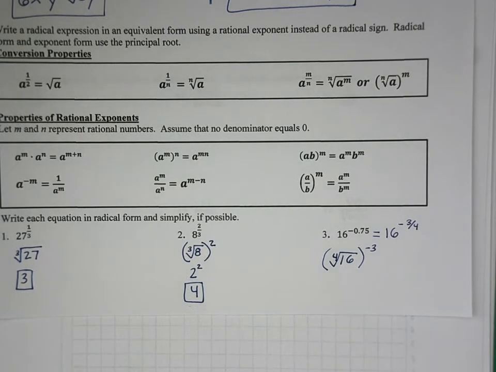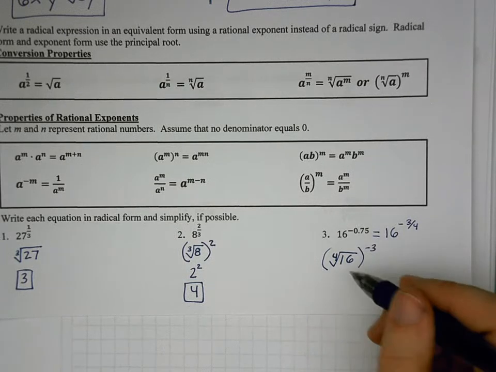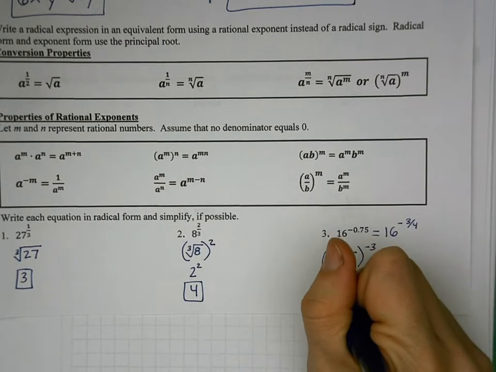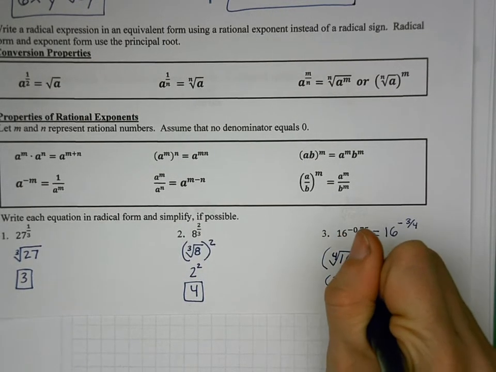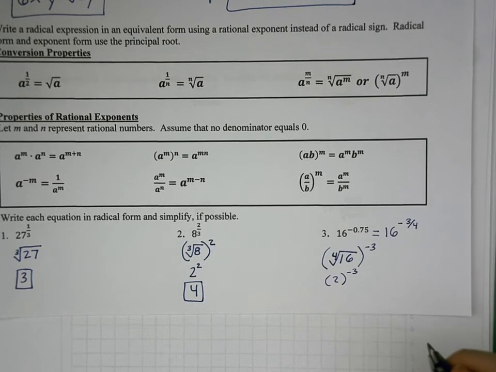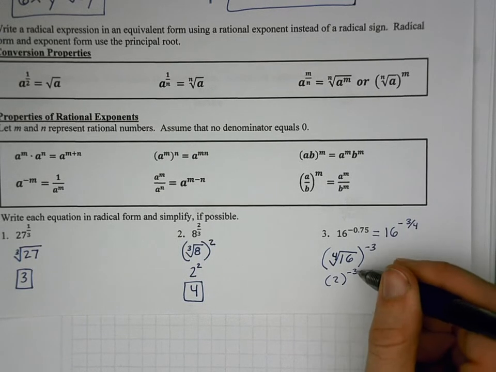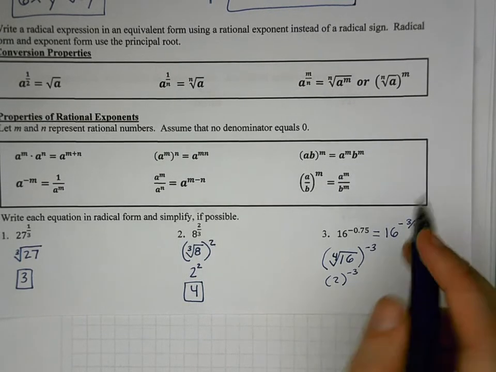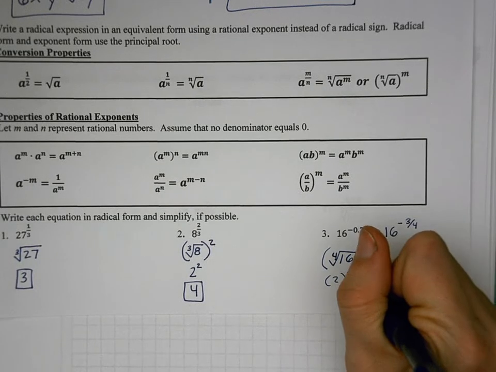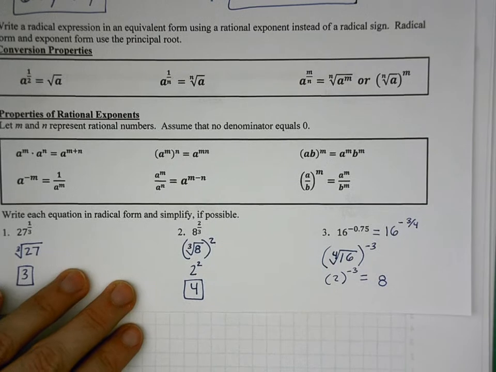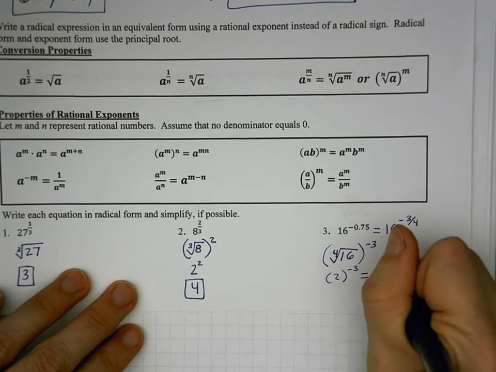4th root of 16, what number times itself, so 4 of the same number goes into 16, and that would be 2. And 2 cubed is a lot nicer. 2 cubed is 8. Now this is a negative, so what does a negative do? Spins your fraction. So yes, this would have been 8 if it was just 2 cubed, but that negative drops that 8 down into the denominator.